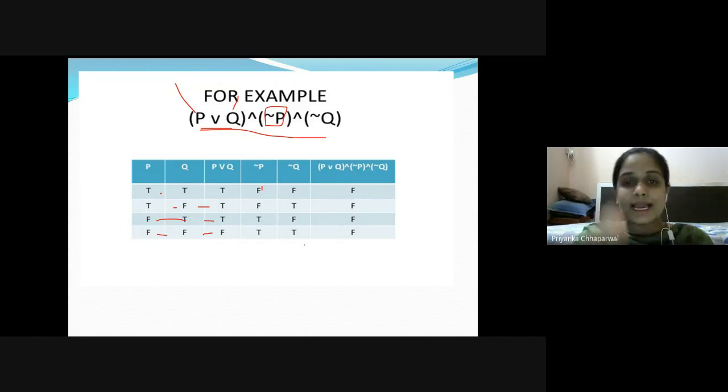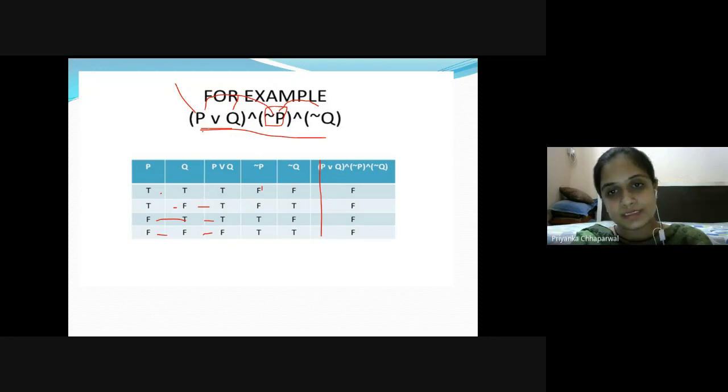Okay, then what do you have to find? Whatever you have found, you have to combine. So I have found the combined value here, but you can make one additional row. First of all you find this, then you find this. Okay, so here what is the final answer? All values are false in this truth table. In the truth table, all the last values are false. So it is an example of a contradiction.